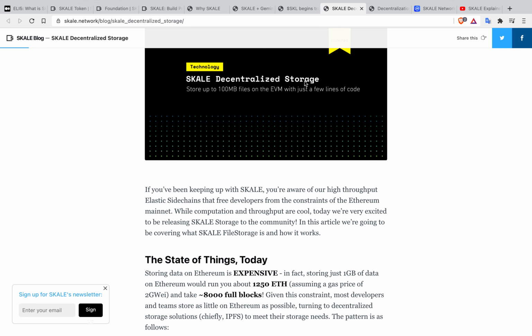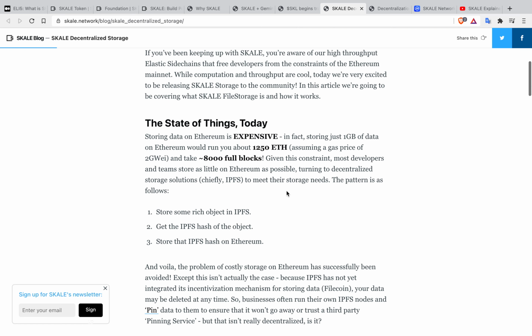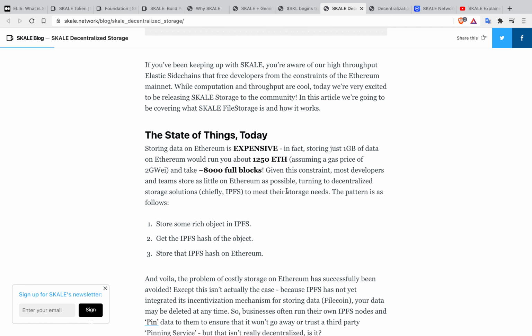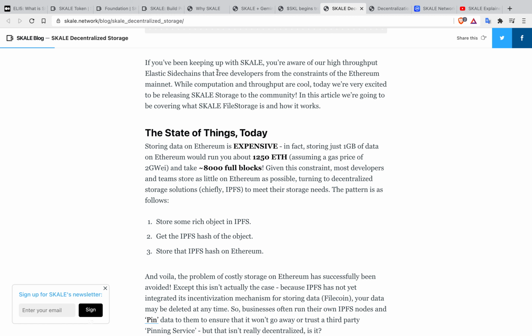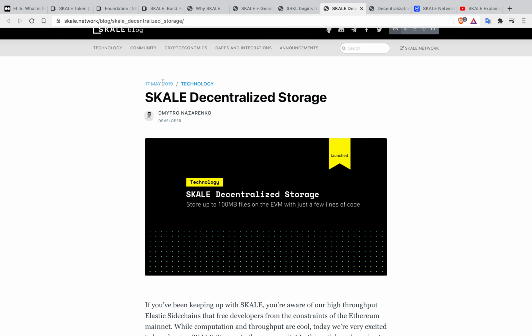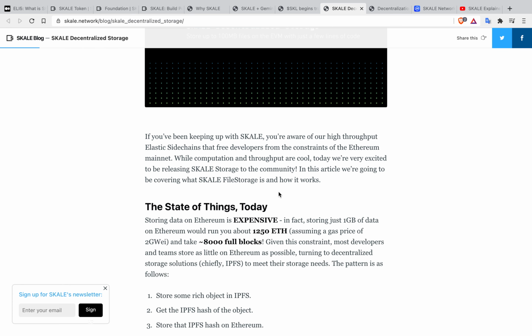Now, SKALE decentralized storage, isn't that important as well when it comes to what their mission is? I'm just going to read you a quick paragraph just to sum up what it is. So if you've been keeping up with SKALE, you're aware of the high throughput elastic sidechain that frees developers from the constraints of the Ethereum mainnet. While computations and throughputs are cool, today we're very excited to be releasing SKALE storage to the community. And let me just let you guys know, this was in May 2019. This is some time ago, guys.